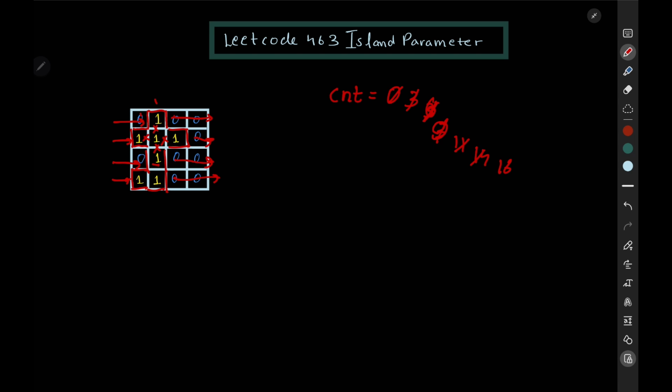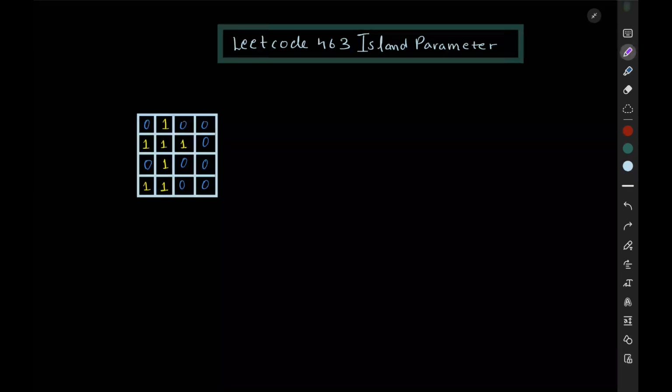And again in the matrix we won't find any more ones, and we will return this counter. So that will be our answer to the naive approach.